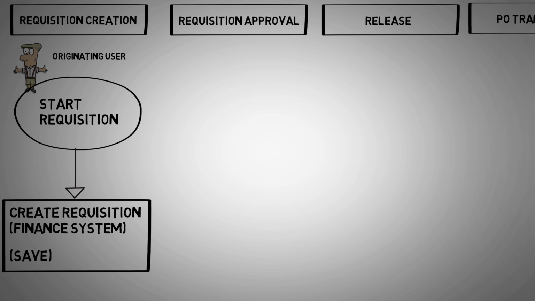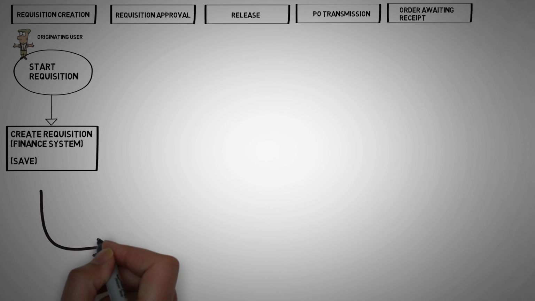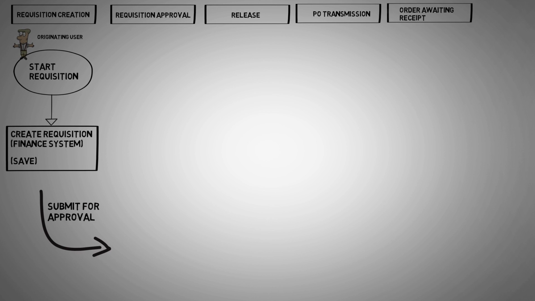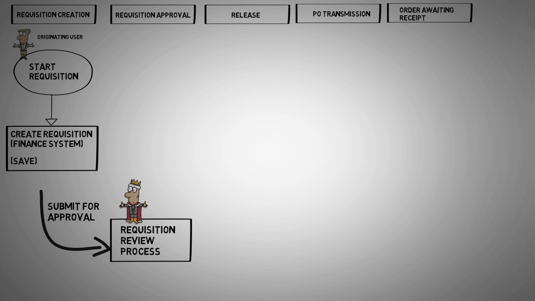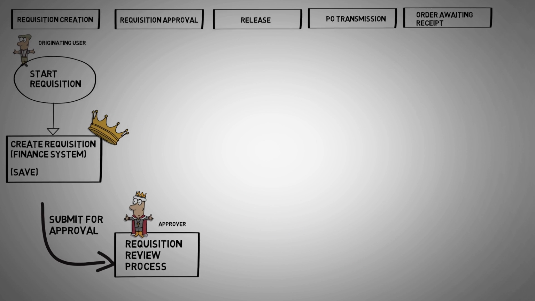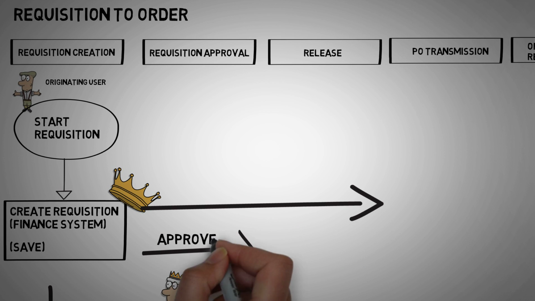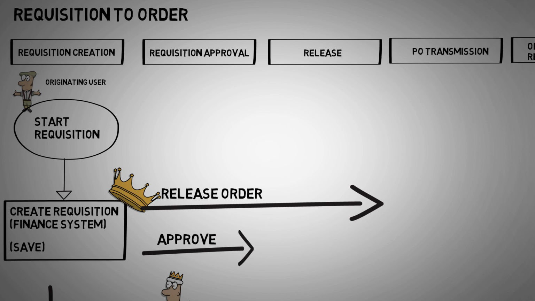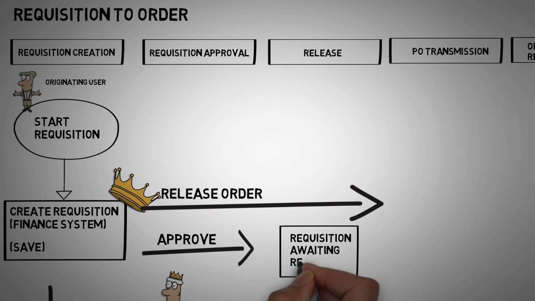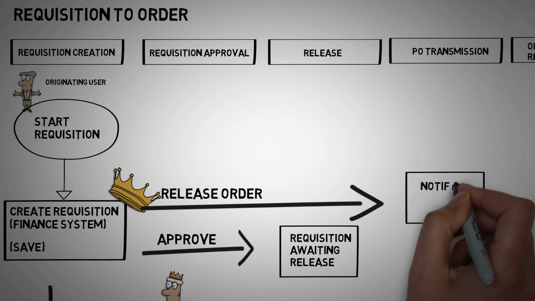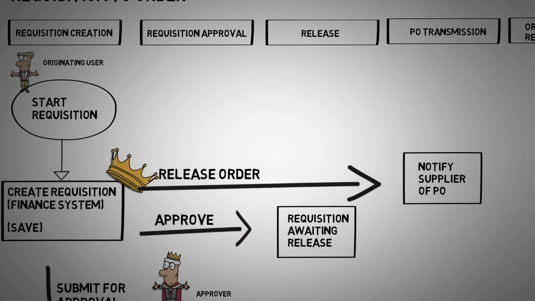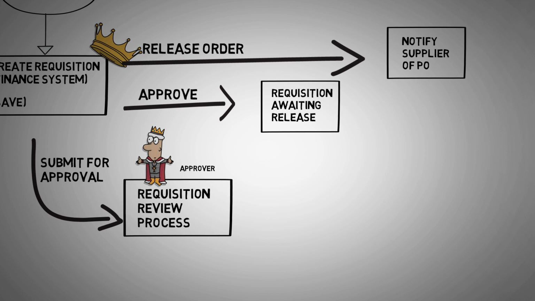If he does not have the financial delegation to approve this requisition, he should click Submit for Approval option. This action is to pass the requisition to the approver. The approver will receive an email notification asking him to approve this requisition. However, if the originating user has financial delegation in this organization, he can go for either approve or release order. Approve means to approve the requisition and change the state to awaiting release. Release order means the originator is happy to approve this requisition and release this order directly to the vendor now, like immediately.